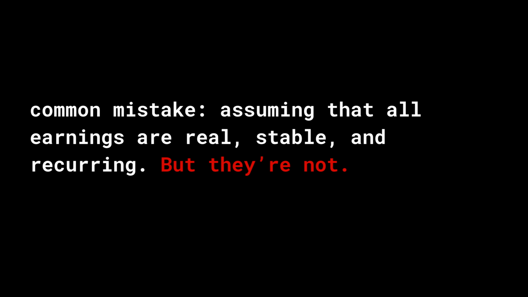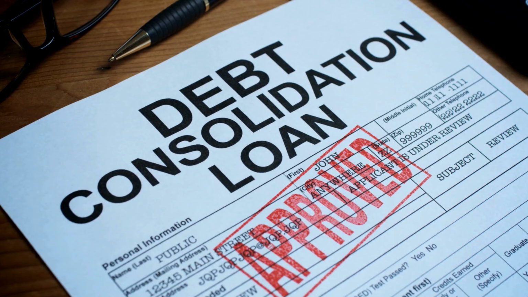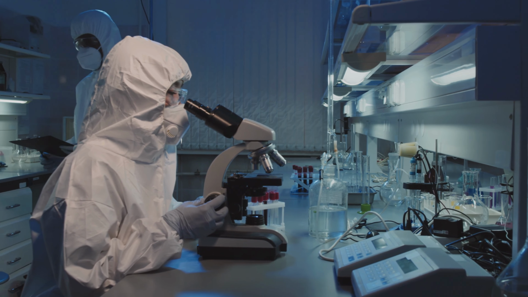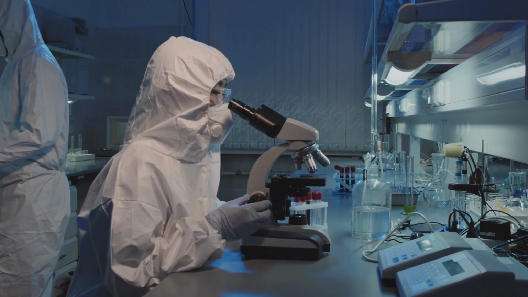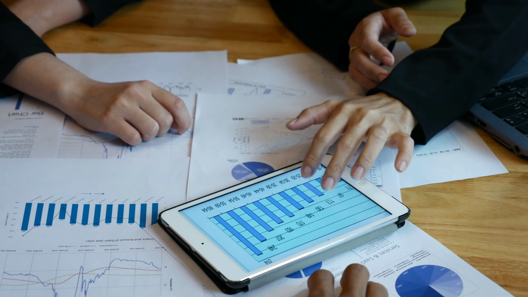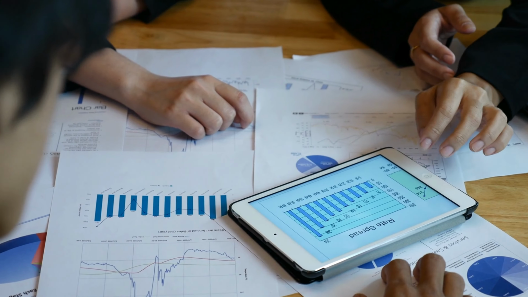Sometimes earnings are inflated by one-time gains, like selling off assets or tax credits. Other times, earnings are high because the company slashed R&D or marketing, which looks good short-term but hurts growth long-term. That means your cheap PE might be based on earnings that won't even exist next year.